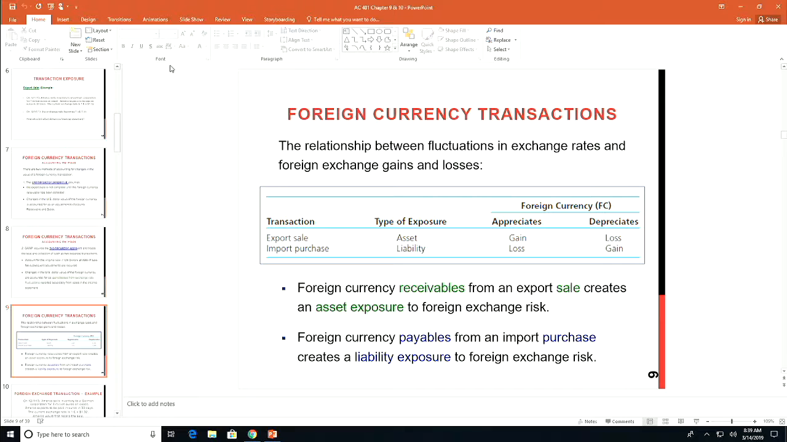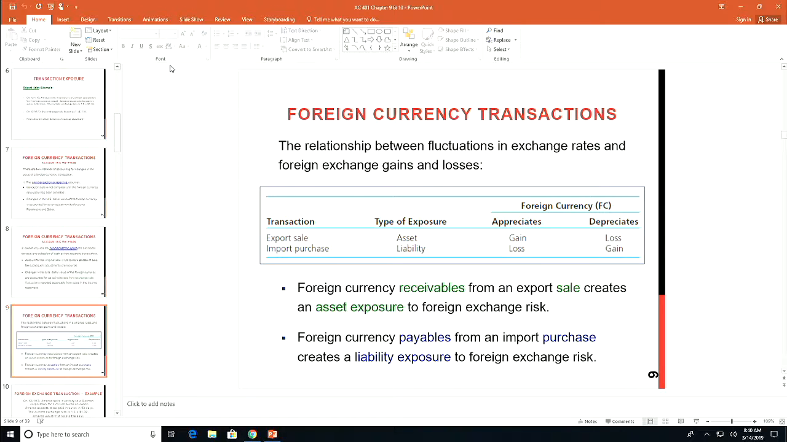Is that concept clear? Please try to grasp this concept. Find your own way of how you will remember. Don't try to memorize mechanically. If you understand it, you will never forget it. But if you try to memorize and make a little mistake, you will get wrong answers. So we just discussed that when you are making sales as an exporter, you are exposed through accounts receivable. You are expecting to receive foreign currency, so you expect the foreign currency value to appreciate, and then you will have a gain.